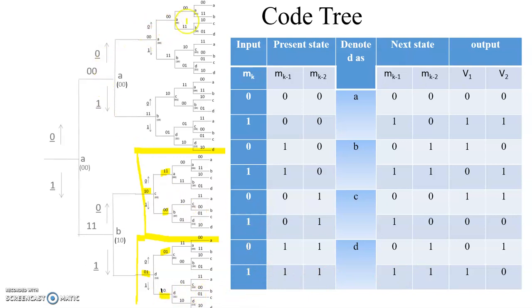So similarly, it is a repetition of all the same what we have seen. A is going to A, B; B is going to C, D; C is going to A, B; and D is going to C, D. Similarly, it is a repetition ahead.